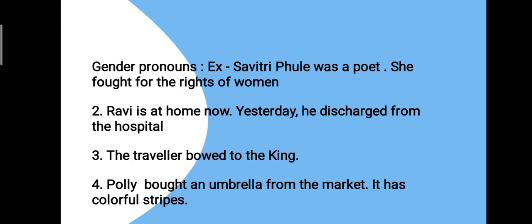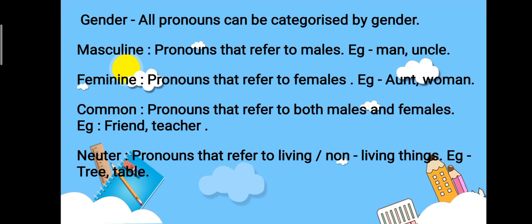Then come gender pronouns. So student, all gender pronouns can be categorized according to the different genders. Like we have 4 gender pronouns: masculine, feminine, common, and neuter. So masculine pronouns refer to males, feminine pronouns refer to females, common pronouns refer to both males and females, like friend, teacher, etc. And neuter pronouns refer to living or non-living things.